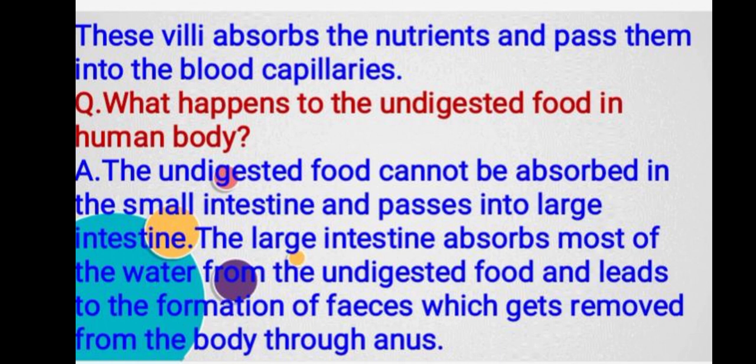What happens to the undigested food in human body? You can write like this: the undigested food cannot be absorbed in the small intestine and passes into large intestine. The large intestine absorbs most of the water from the undigested food and leads to the formation of feces, which gets removed from the body through the anus.